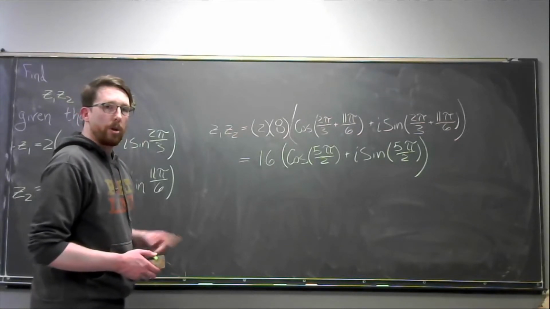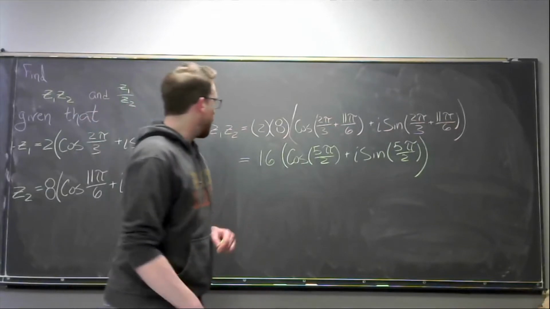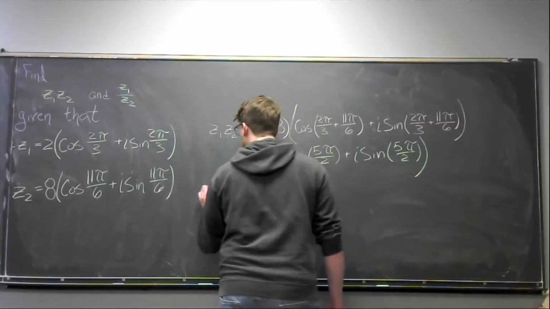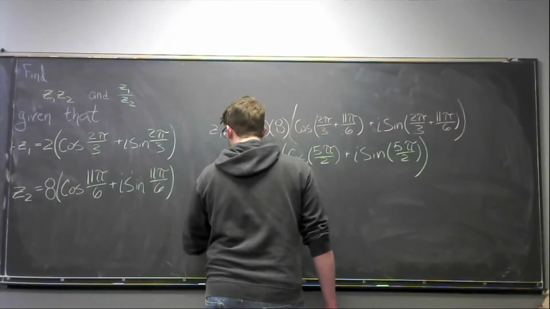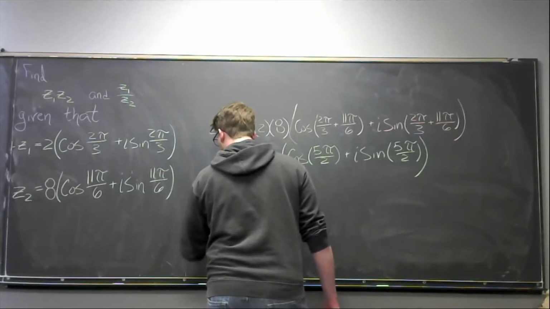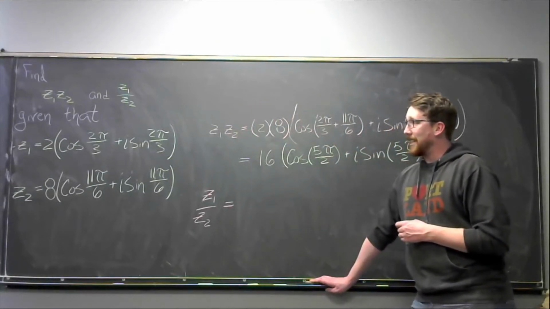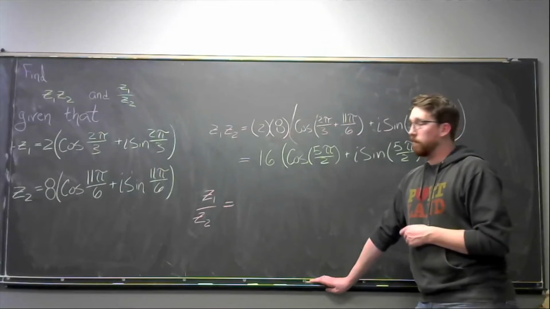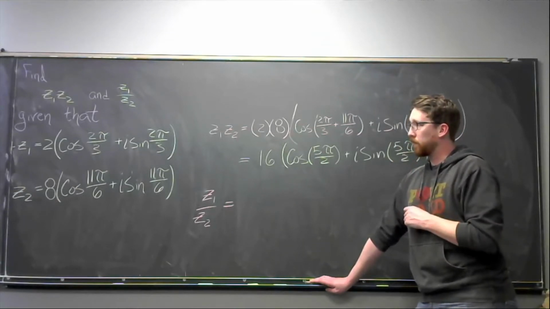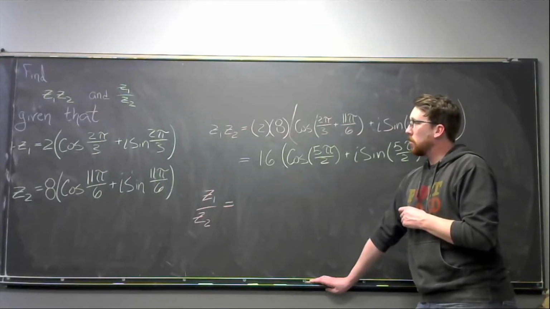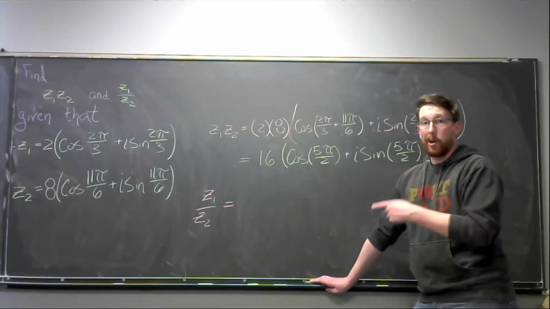Okay. So what about the division of the two of them? Well, when dividing the two, Z1 over Z2, the very first thing we need to check is that Z2 is not 0. It's not. Because Z2 is not 0, we can go ahead and do this now.